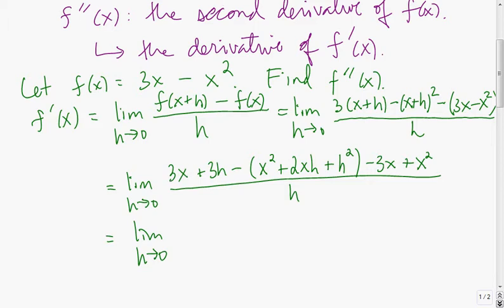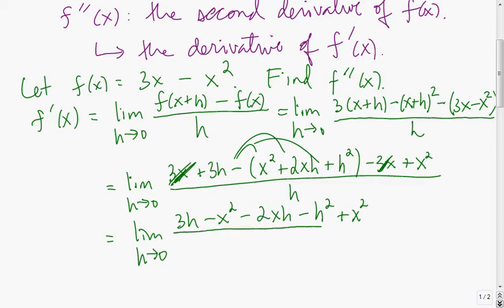If we clean this up, we can cancel the 3x, that 3x here, and that 3x will cancel there. Let's see, we can distribute that negative sign into the parentheses. So we get 3h minus x squared minus 2xh minus h squared. Then we have plus x squared here, all over h.